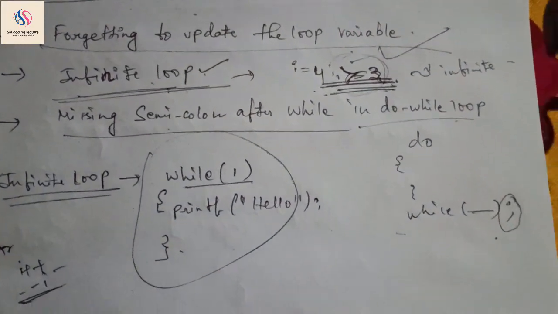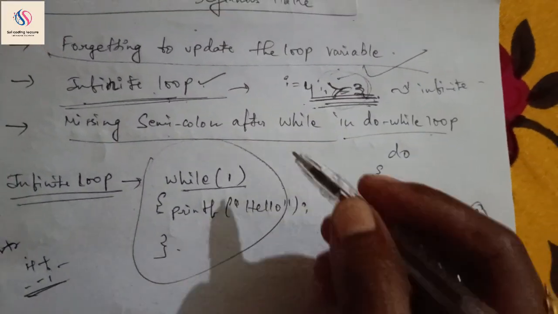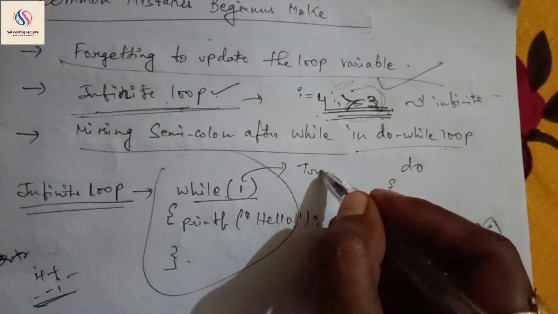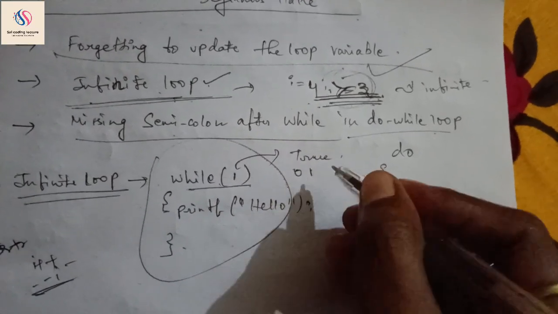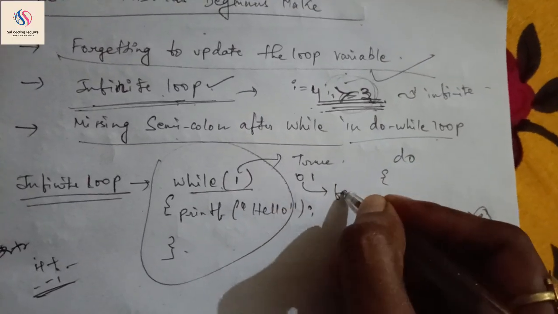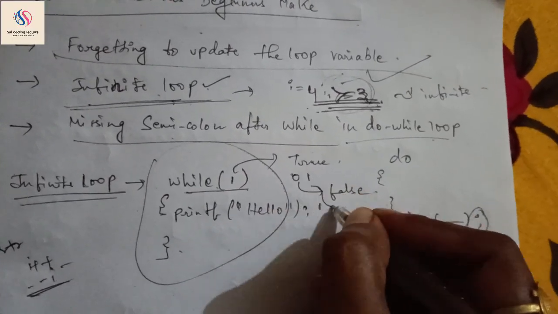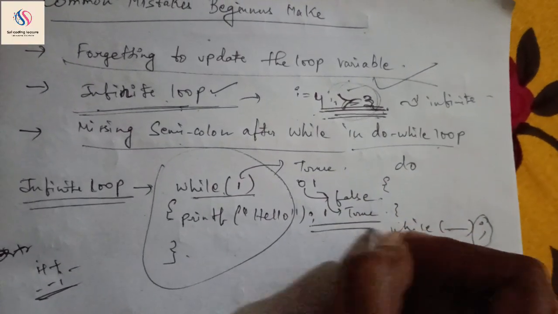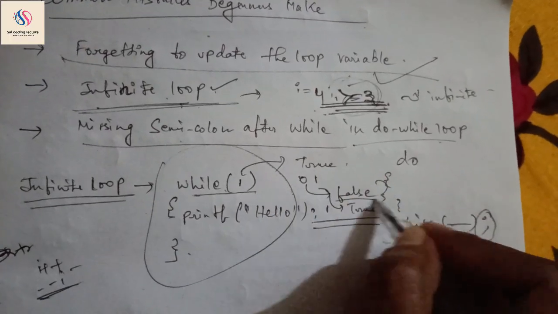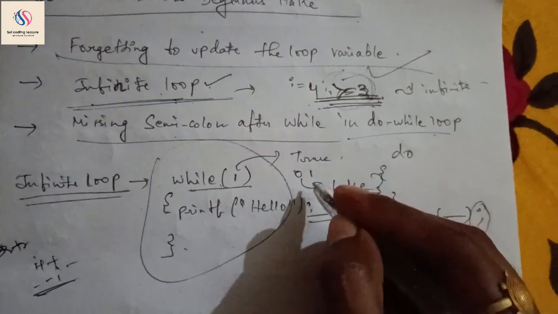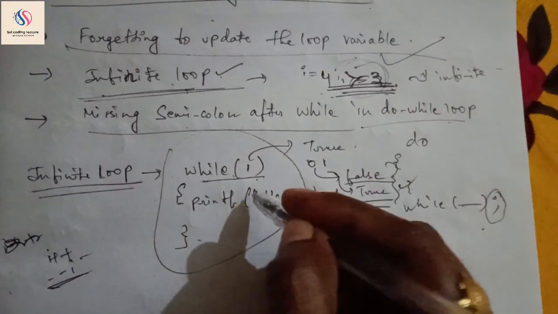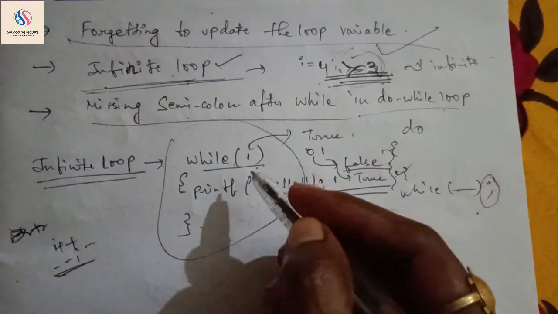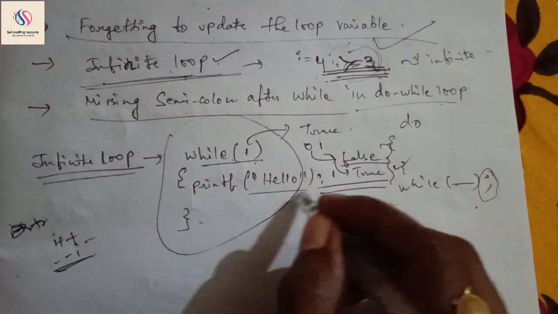But another problem could be, suppose your condition is always true. This while 1 means what? This is true. Now you know in Boolean, or you can say in binary, 0 and 1: 0 means false and 1 means true. If you don't know, then keep in your mind that the computer treats 0 as false and 1 as true. So here while 1 means the computer is analyzing that this condition is always true, so every time it will print hello, hello, hello.